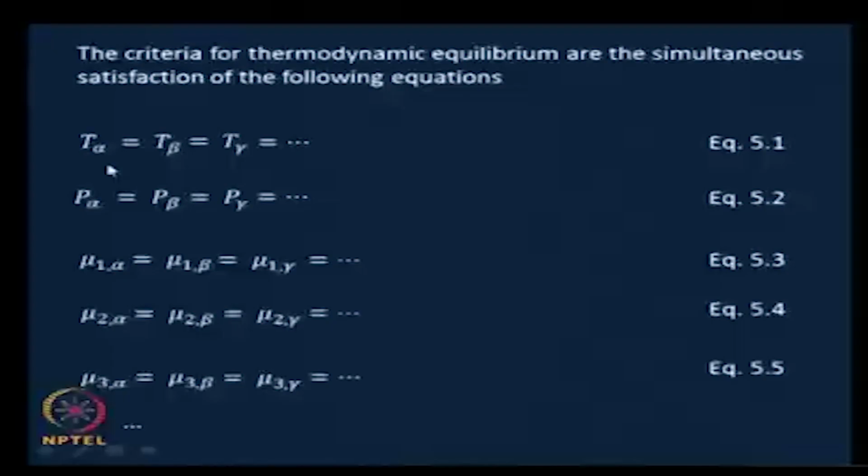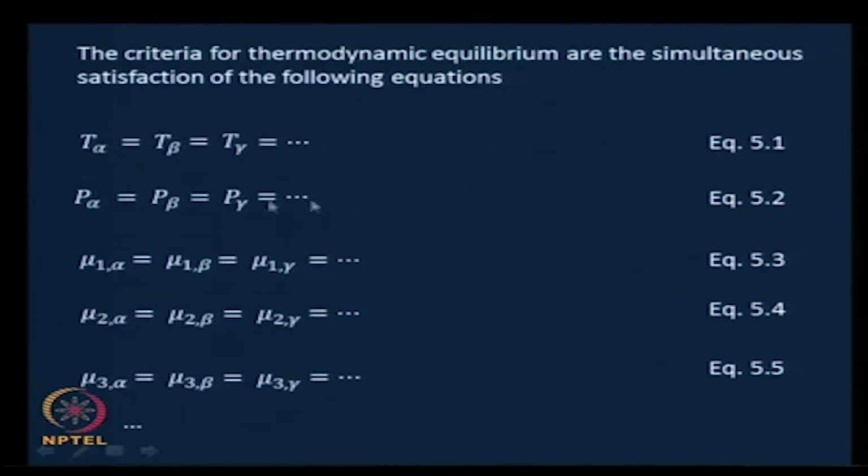Welcome to this lecture. In the last lecture, we saw the different criteria for thermodynamic equilibrium across various phases. That is what is given here. This is what we saw in the last class. This is the fundamental requirement for thermodynamic equilibrium. If alpha, beta, gamma are the various phases in equilibrium, the temperature in each of the phases must be equal. In other words, T alpha equals T beta equals T gamma and so on.